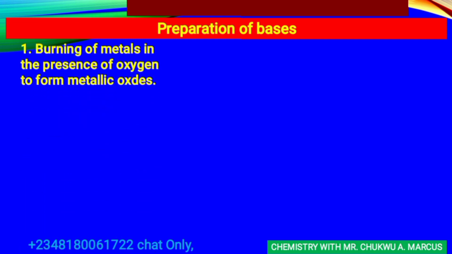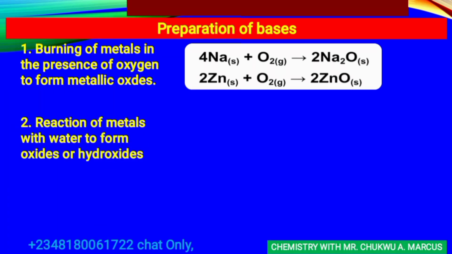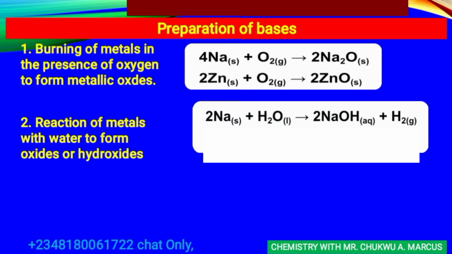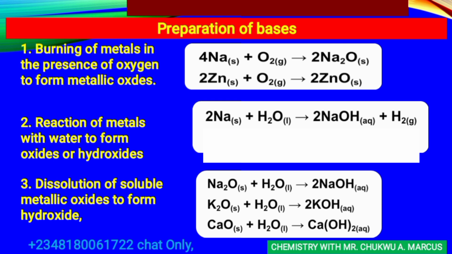Preparation of bases. There are ways we can prepare bases. One, burning of metals in the presence of oxygen to form metallic oxide. This is a simple equation that can demonstrate that. We also have reaction of metals with water to form oxides or hydroxides. We have something like sodium reacting with water to give us sodium hydroxide, with hydrogen being eliminated. We also have dissolution of soluble metallic oxide to form hydroxide. That is how we can also form a base, as you can see on the screen, because this one is actually formation of hydroxide. I hope you get me on that.